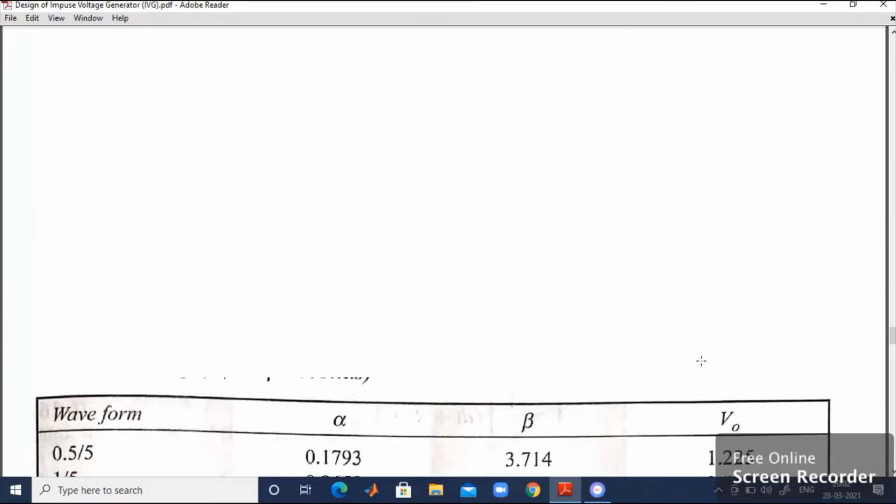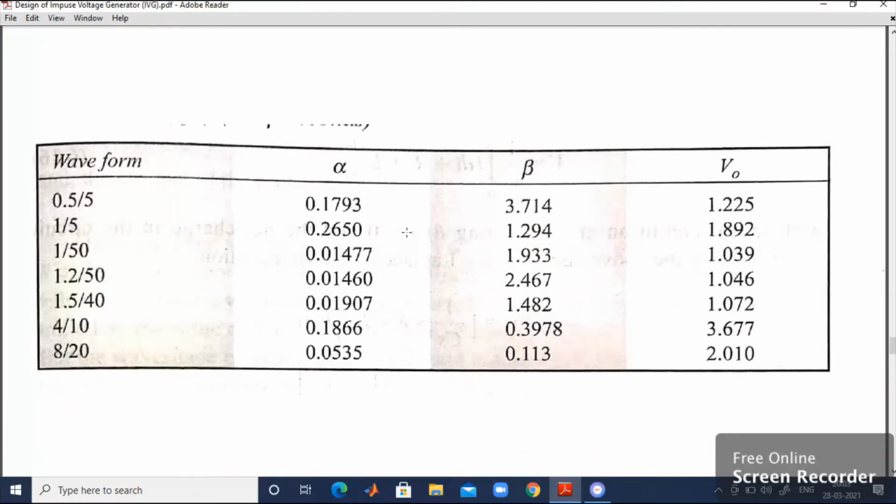See, likewise, there is another table, that is table 2. As far as our design is concerned, we call them table 1 and table 2 respectively. In table 2, you can see the waveform. Different combinations are available like 0.5 bar 5 microseconds, 1 bar 5 microseconds, 8 bar 20 microseconds. Likewise, different combinations, different waveforms. Here alpha is nothing but 1 by R1 C2, that is already given. Similarly, beta is nothing but 1 by R2 C1.